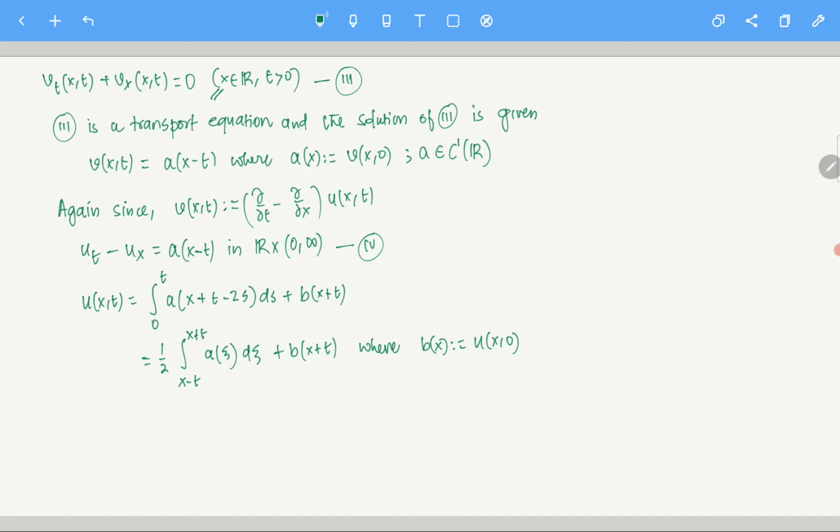See, this b is in C1 of R. These two are arbitrary functions. We don't know what a and b are. We have to find what a and b are. To do that, we are going to invoke the initial and the boundary condition. So let's do that.